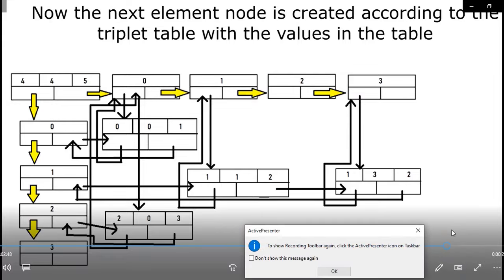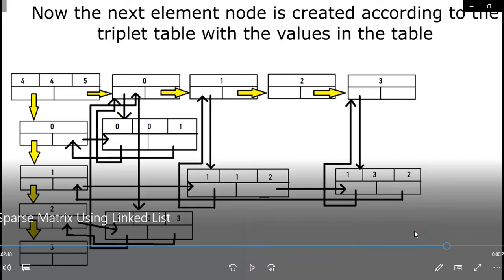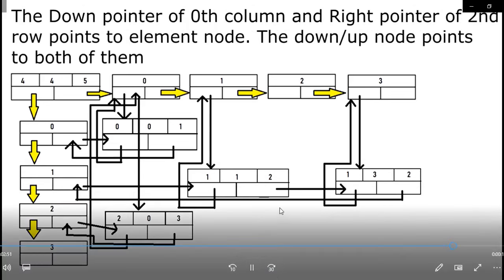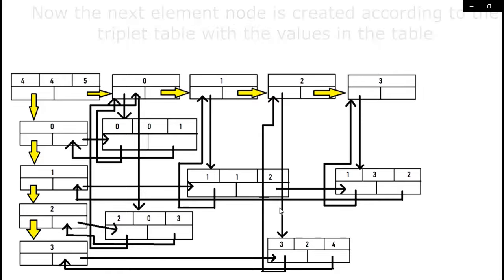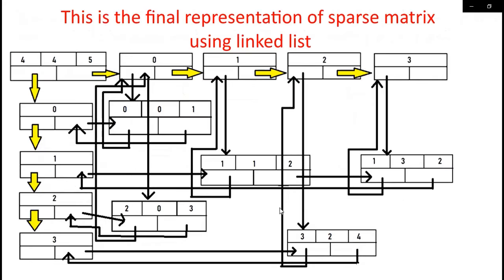So this is how you create the linked list representation of a sparse matrix. We go on adding the elements as nodes. There were two types of nodes, header nodes and element nodes. The header node is to keep track of row and column, and the element node is for non-zero values. If you have not understood something, please rewind and watch the video once again.